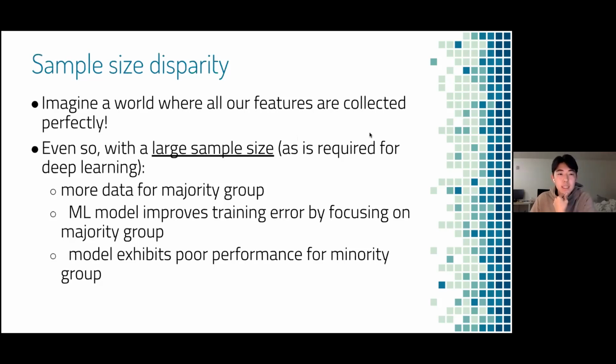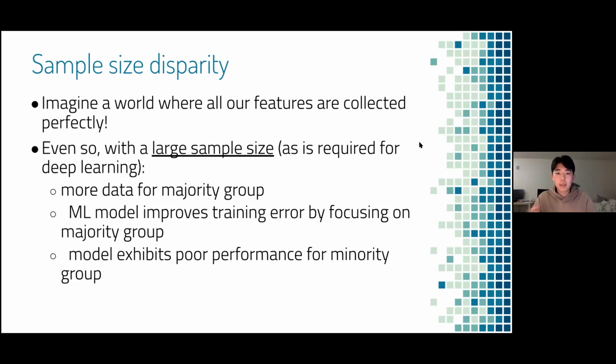So next we have sample size disparity. Let's assume, for the sake of argument, that we have a world in which all of our features are collected perfectly. This is in stark contrast with our limited features problem, in which the data that we actually collected was of lesser quality. So in this case, for all people groups, we have the same features and they're equally informative, equally reliable.